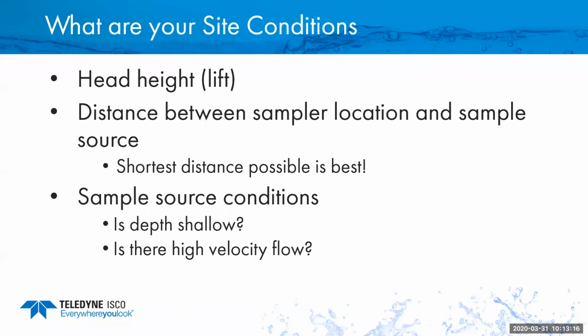If you have high velocity flow in the stream, then you probably want some type of weighted strainer to help keep it in place. If weighted strainers aren't enough, then you may have to affix it to the bottom or side of the channel, wherever you're sampling from. It's not uncommon that you have to do that.